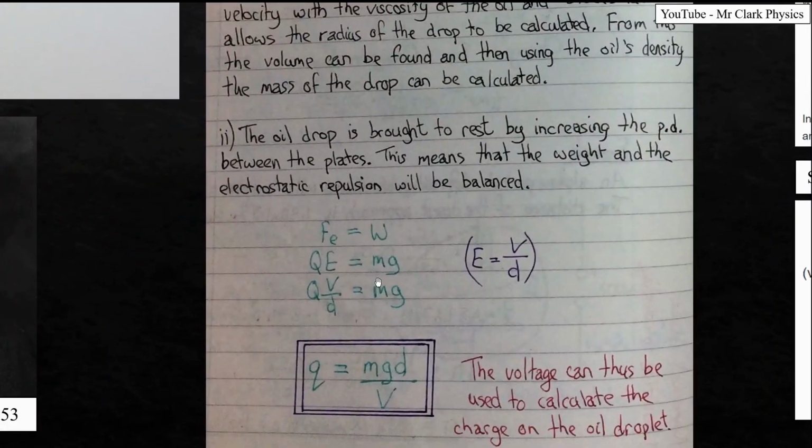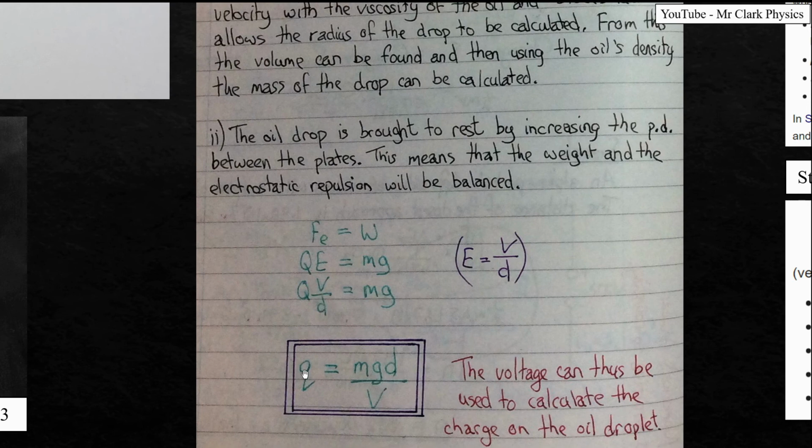In part two, when you're balancing the oil droplet with the electric field, we know that the weight of it is going to be supported by that field. The force from the electric field is charge times the electric field strength, which we know will be volts divided by the distance, and we can work all this out here. So the charge will depend upon the mass of the droplet, which just depends upon its density and its radius, little g, separation between the plates, and how big the applied voltage is.